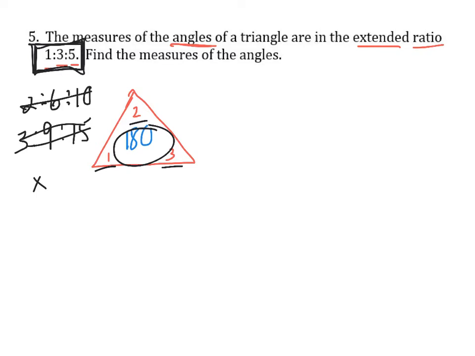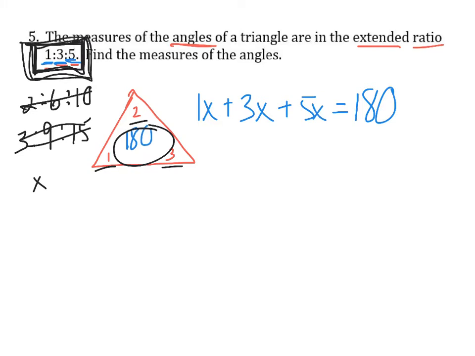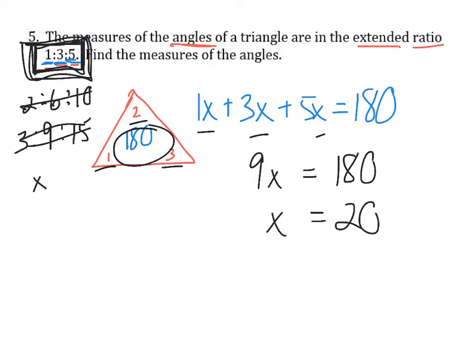So essentially I'm trying to solve for x. I want to set it equal to 180, and according to my ratio it's going to be 1x, 1 times the value, plus 3x, 3 times the value, plus 5x, 5 times the value. So once again, when my ratio is simplified, it's going to be 1, 3, 5. But I have to figure out what it was originally before it was simplified. So when I add these up, I get 9x equals 180. So it looks like x is going to equal 20.